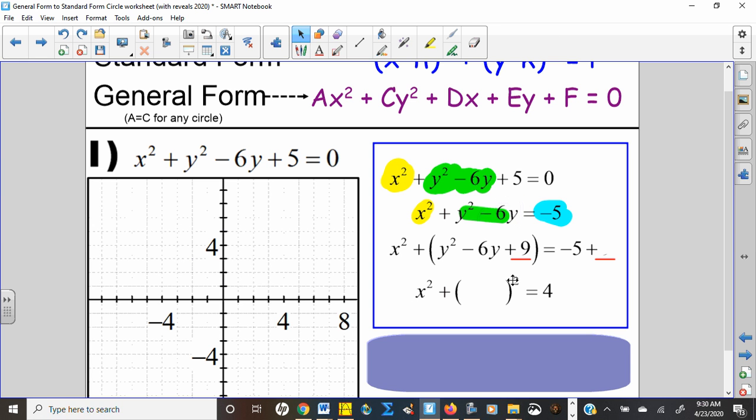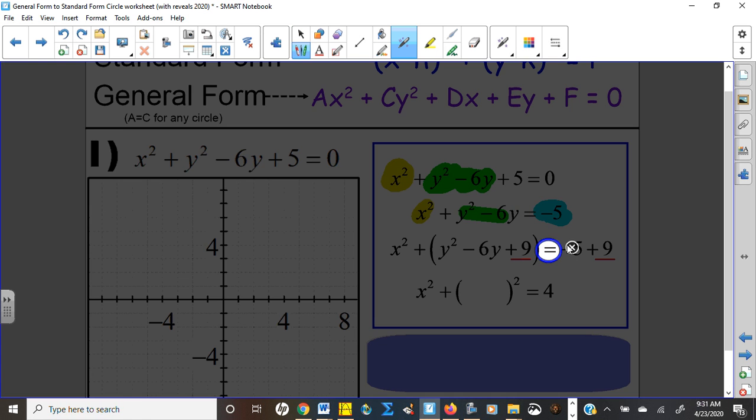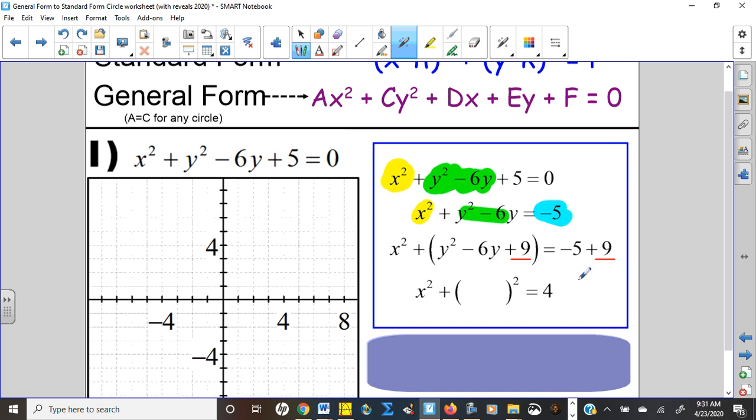But if I add a 9 to the left side, I got to add a 9 to the right side. We call that balancing the equation. We've got to maintain the fact that this is an equality. And if you do something to one side and don't do it to the other, you lose that equality, right? And now we're done. We created this right here.